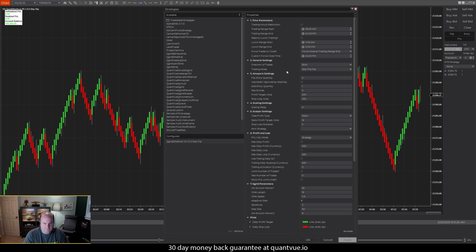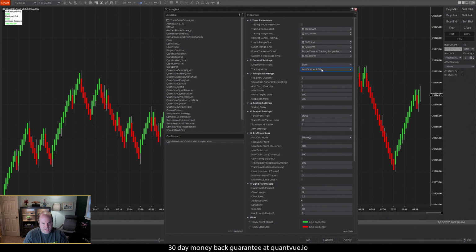And then for trading mode, I'm going to change this to ad scalper. So there's two different ad scalpers. There's ad scalper and ad scalper ATM. The only difference is how it makes the trades. So ad scalper uses internal strategy managed orders, like any other strategy. Ad scalper ATM points to your chart's ATM strategy, which you set down here.